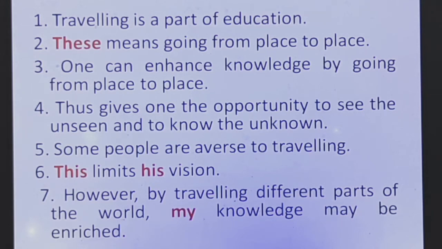Now let's go to the fifth sentence. Some people are averse to traveling. It's true that some people are averse to traveling. There is no problem with this sentence. Now let's go to the sixth sentence. This limits his vision. So you see there are two red marked portions here.